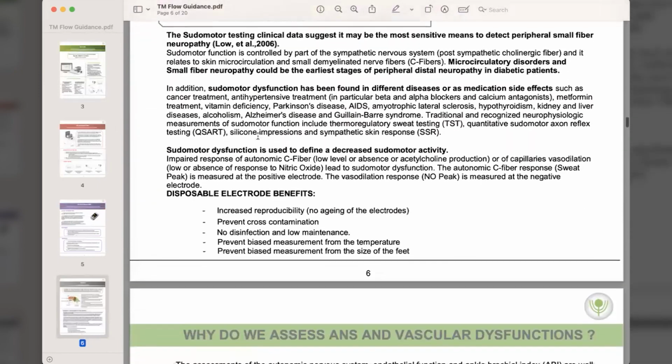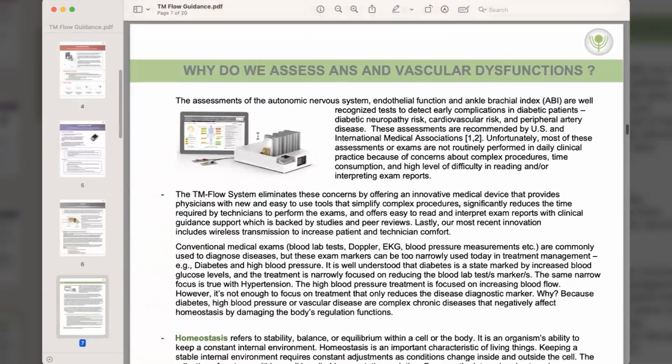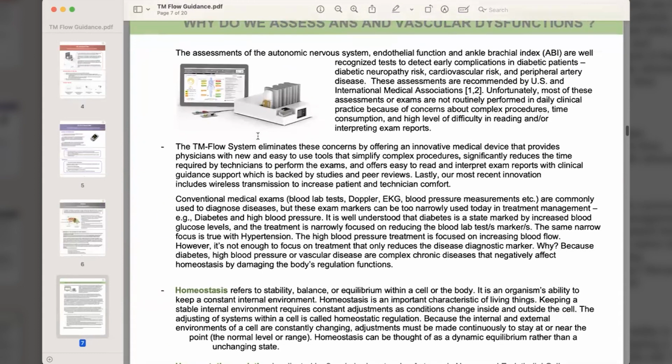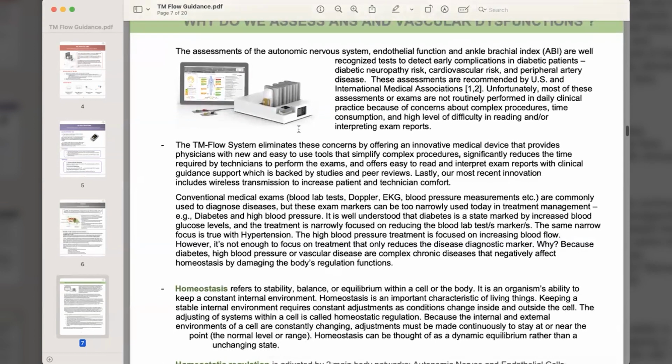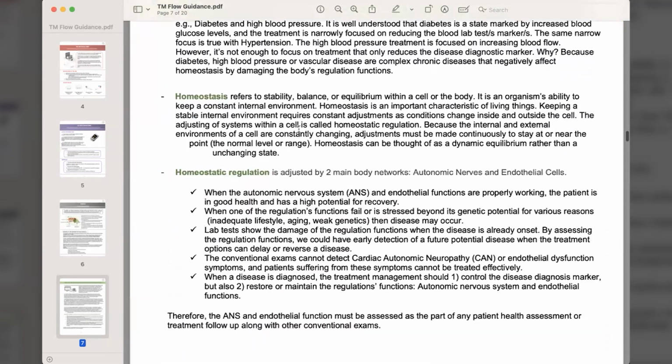Now, this is a good document. This one talks about why we're assessing vascular dysfunction, and the first sentence is important. The assessments of autonomic nervous system, endothelial function, and ankle brachial index are well recognized tests to detect early complications in diabetic patients. So again, the blood and the nerves are together.